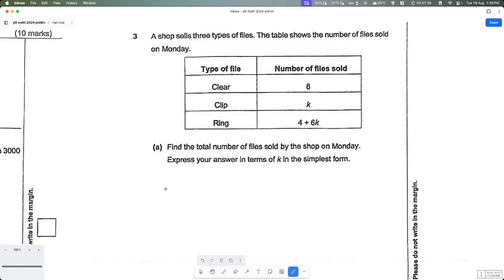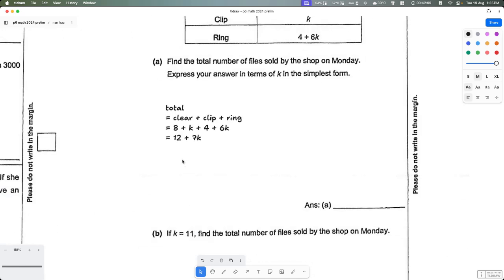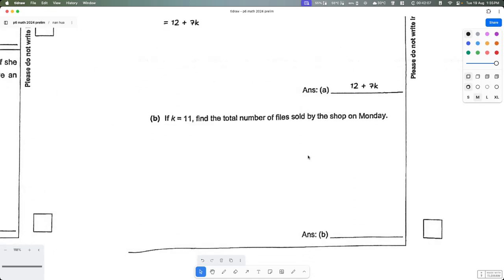Alright, so we can just add the total, right? The total is clear plus clip plus ring, which is equal to 8 plus K plus 4 plus 6K. Essentially 8 plus 4 is 12, and 6K plus K is 7K. So for part A, the answer is 12 plus 7K. Alright, let's move to part B.